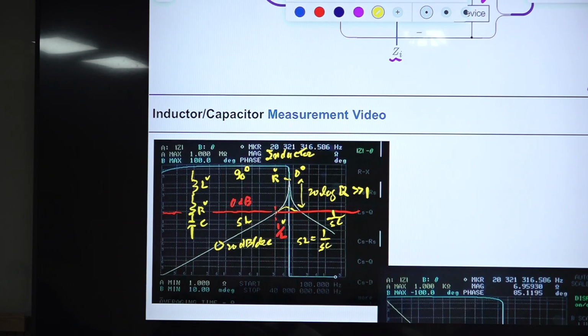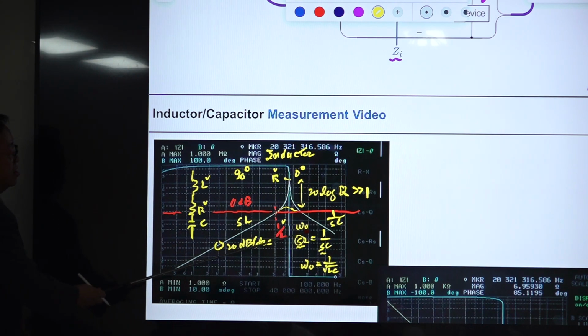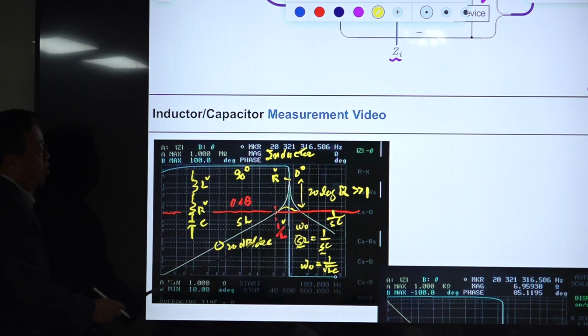Then at this frequency, which is 1 over square root LC, all right? So S is omega, we are talking about magnitude. So at this frequency, they become the same, all right? So this omega naught is easily calculated. Simply this is 1 divided by square root LC, and this is the 0 dB.